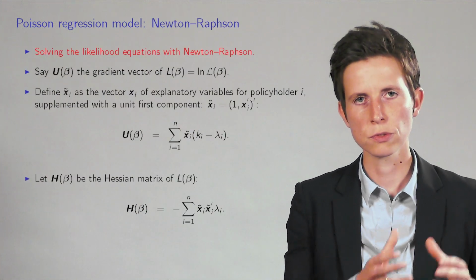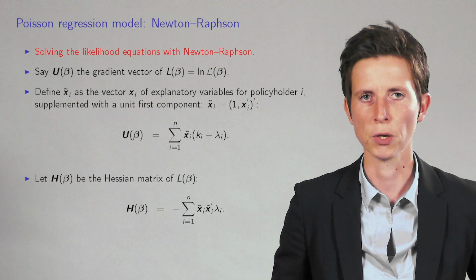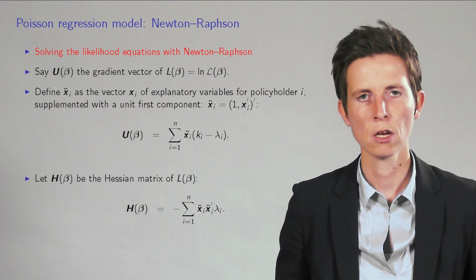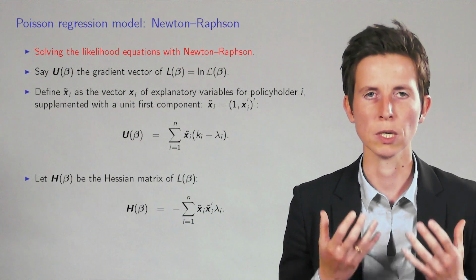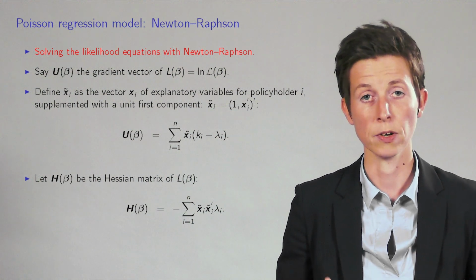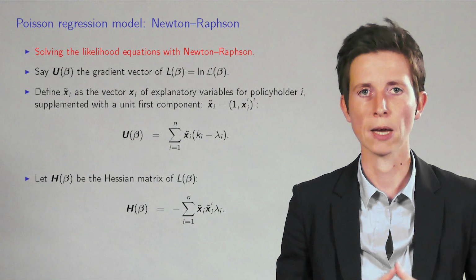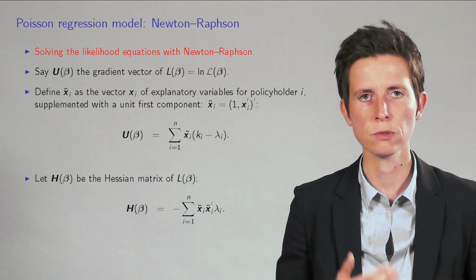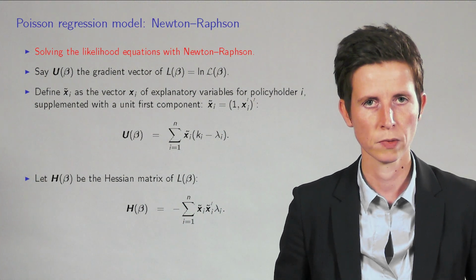Now, in contrast to the marginal Poisson regression model that we started with, it is now no longer possible to solve these maximum likelihood equations analytically. Therefore, we will solve the likelihood equations with a numerical technique. In this case, we use the Newton-Raphson method.